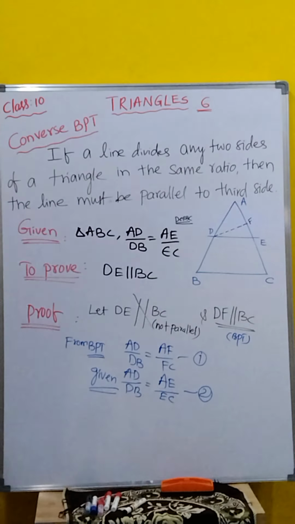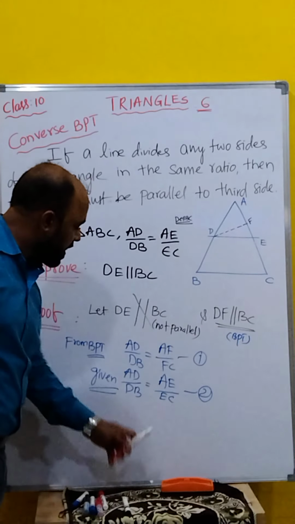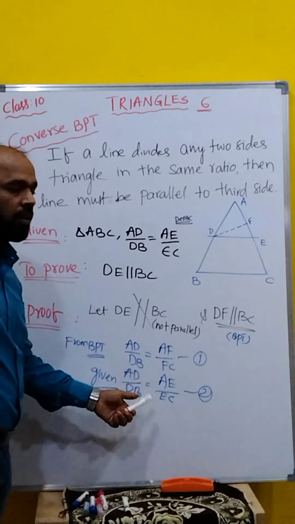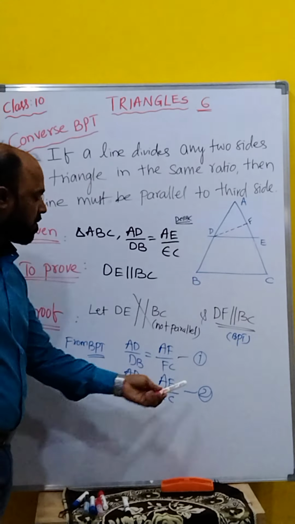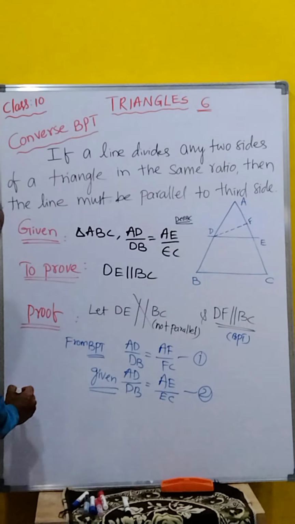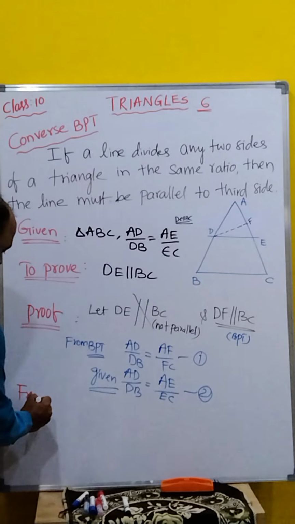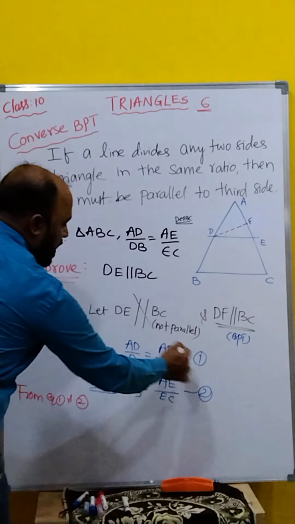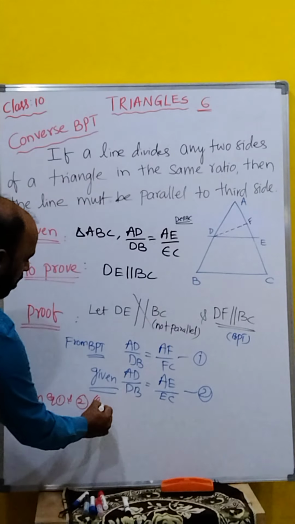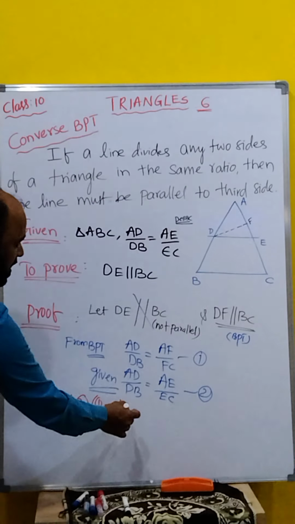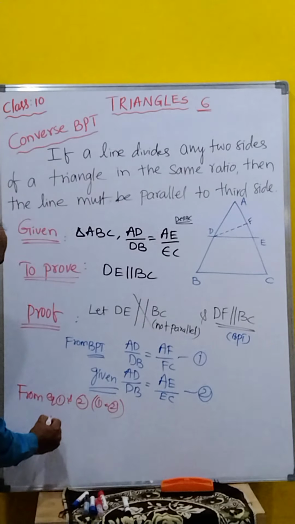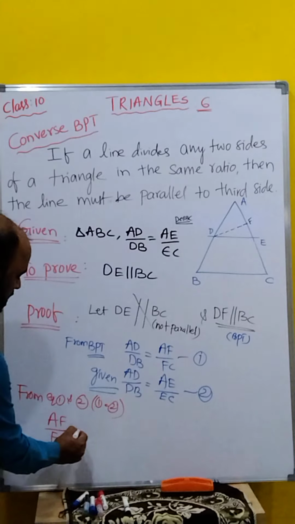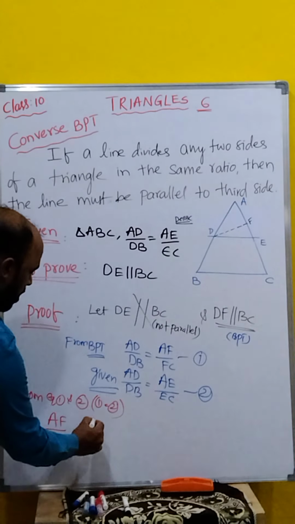Children, observe here both the LHS sides. What is LHS? AD by DB. Here also AD by DB. Both LHS are equal, then automatically RHS is also equal. From equation 1 and 2, both are equal. LHS equal, then RHS are obviously equal. AF by FC is equal to AE by EC.